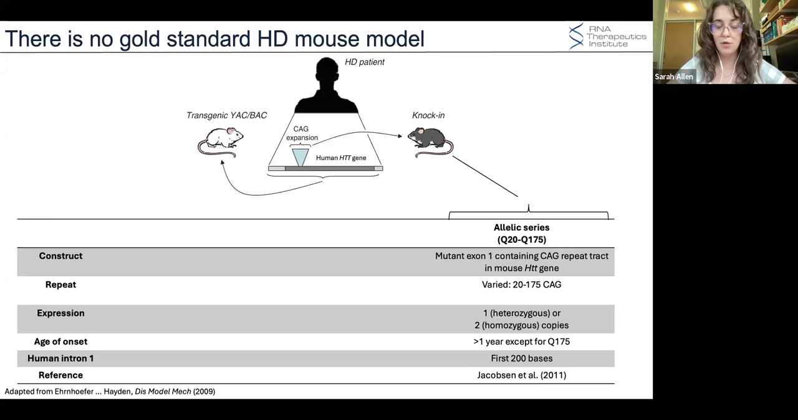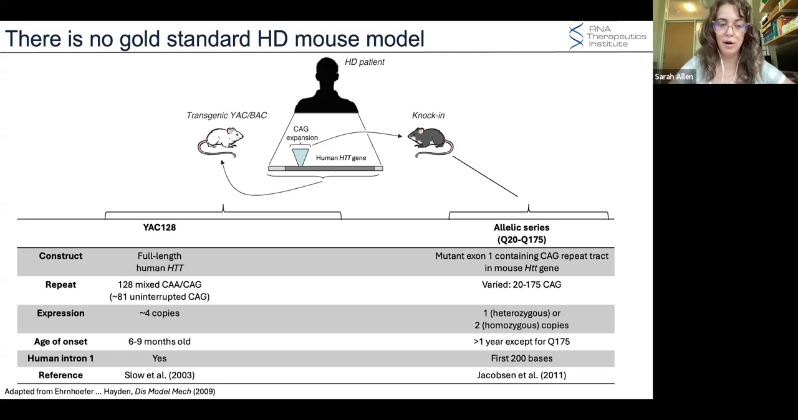So we've opted for looking at these transgenic models of Huntington's disease instead. One of these is the YAC128 model. This contains the full-length human Huntington transgene. The gene has 128 mixed CAA and CAG repeats. However, at its longest stretch, it only has around 81 uninterrupted CAG repeats. Therefore, this model doesn't really undergo significant amounts of somatic expansion, which is a key feature of disease that we'd like to be able to replicate in these models.